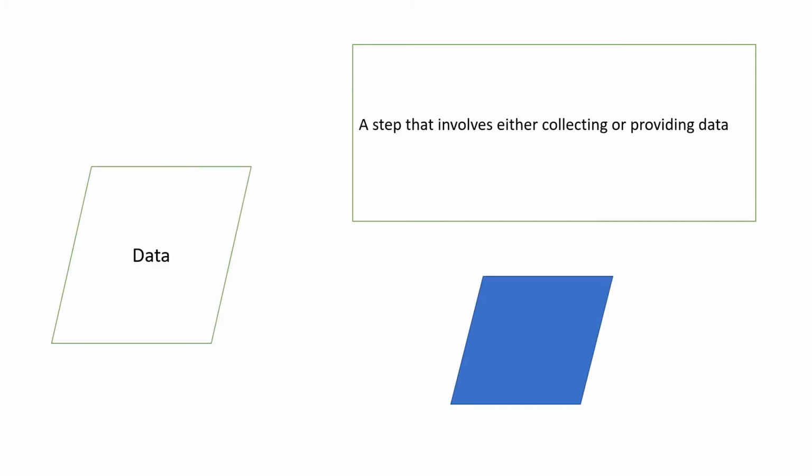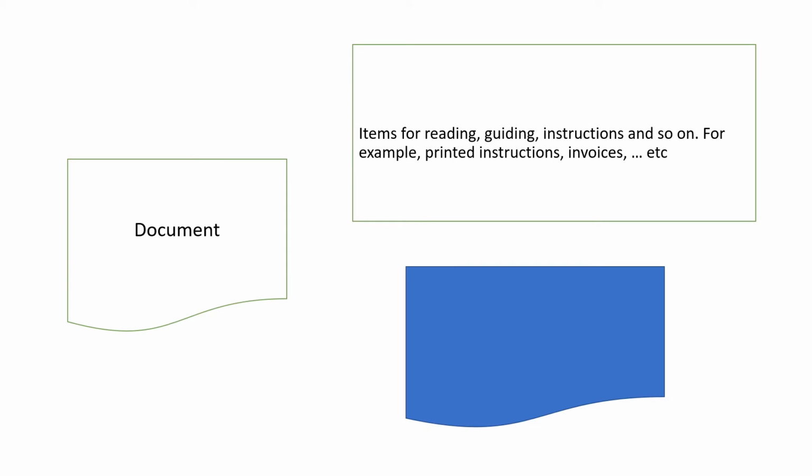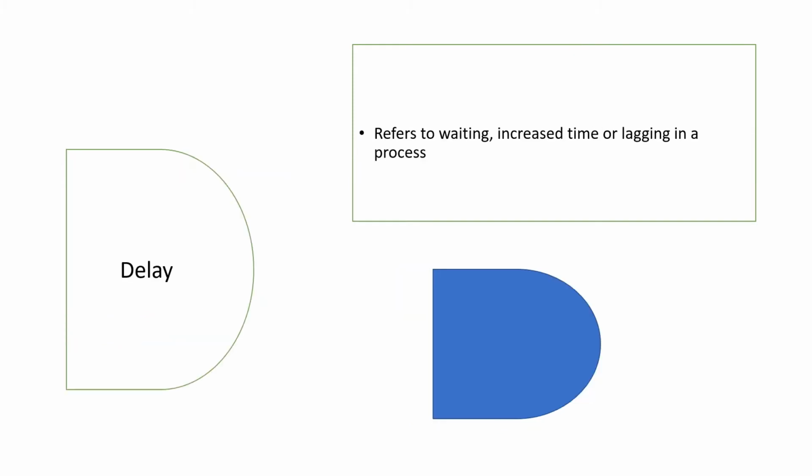Data shape refers to a step that involves either collecting or providing data, like during registration or during collecting data from patients. Document shape. This shape refers to items for reading, writing, and instructions and so on. For example, printed instructions, invoices, guidelines, and the like. Delay shape. This shape refers to waiting time or lagging in a process, like a patient waiting to be seen by a doctor or a doctor waiting to receive lab results.